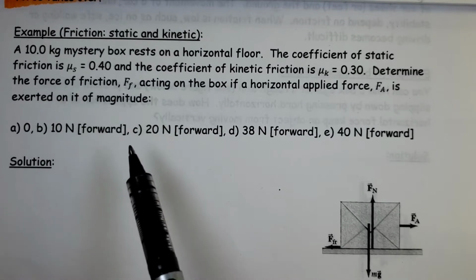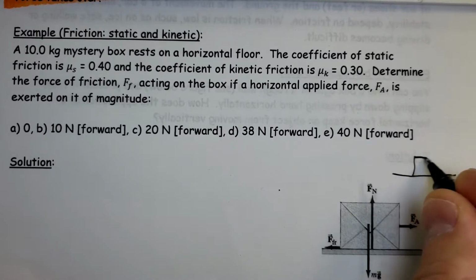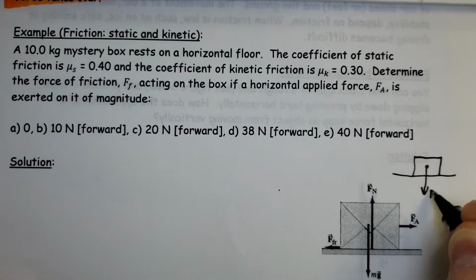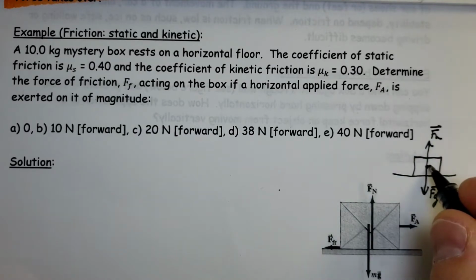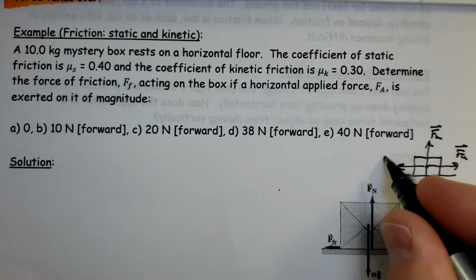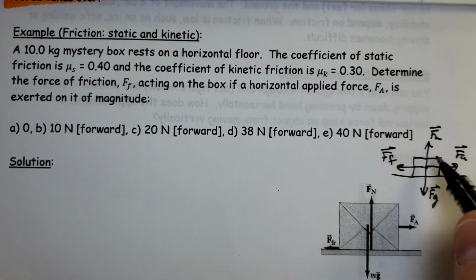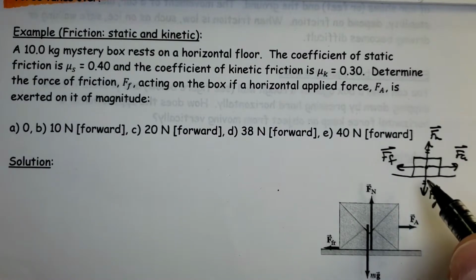So here we have a 10 kg mystery box. So here it is right here. I'm just going to redraw it just so it looks like how it usually looks when we draw them. So we have Fg pulling downwards, Fn pulling upwards, and we'll likely have an applied force working in this way and a friction force working that way. But of course we can see here that we don't have any angled forces, so Fn and Fg will be equal and opposite in magnitude.